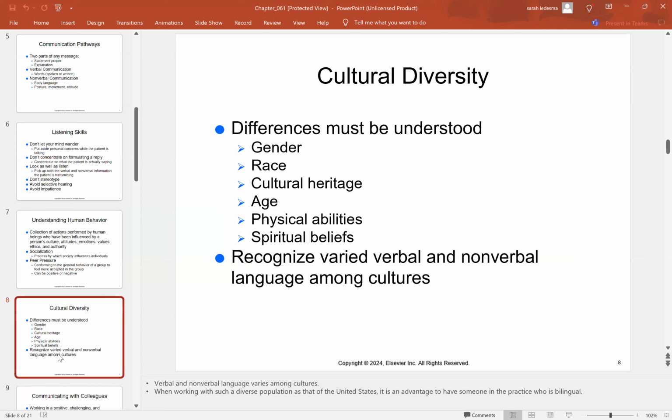Cultural diversity. Differences must be understood in gender, race, cultural heritage, age, physical abilities, and spiritual belief. Recognize varied verbal and nonverbal language amongst cultures.